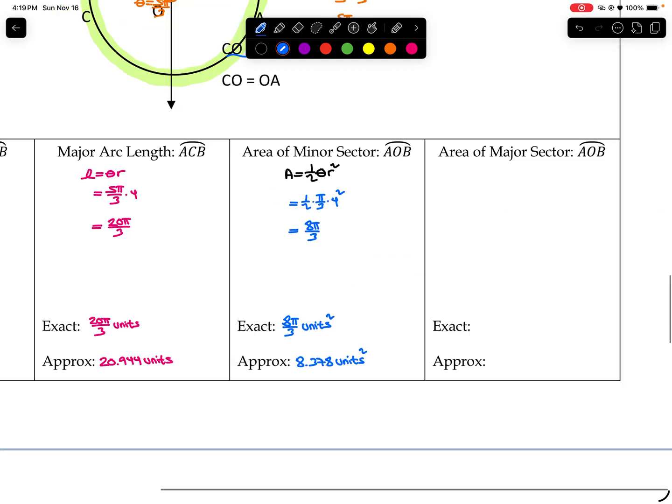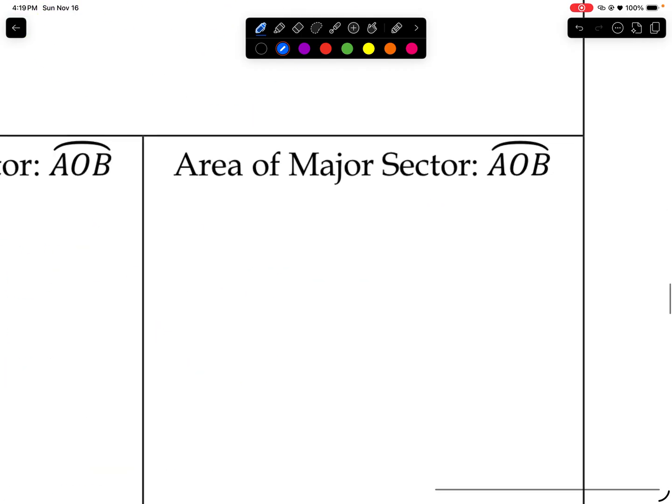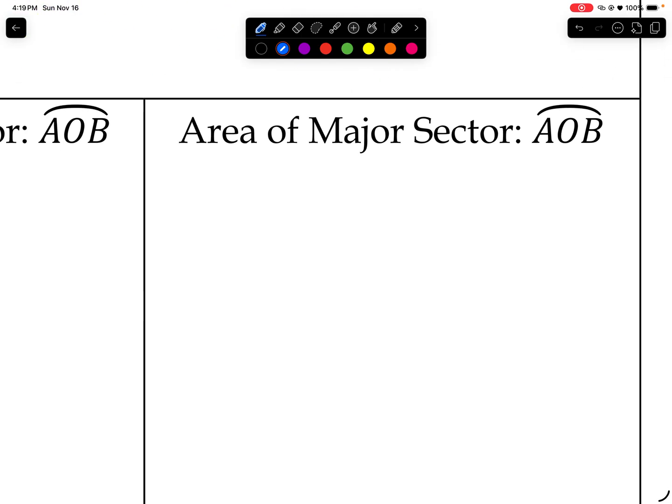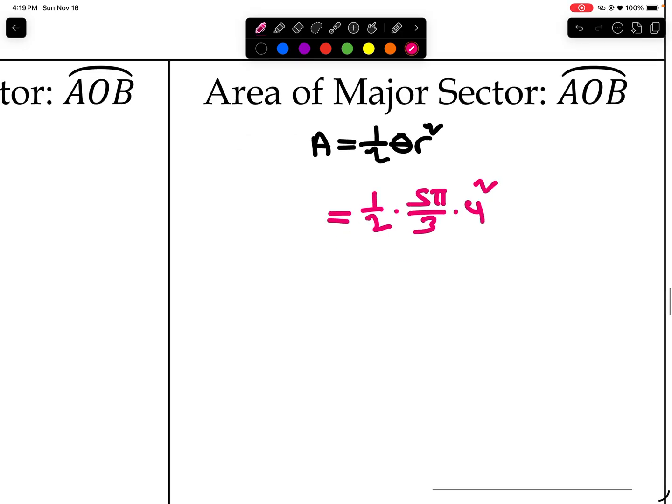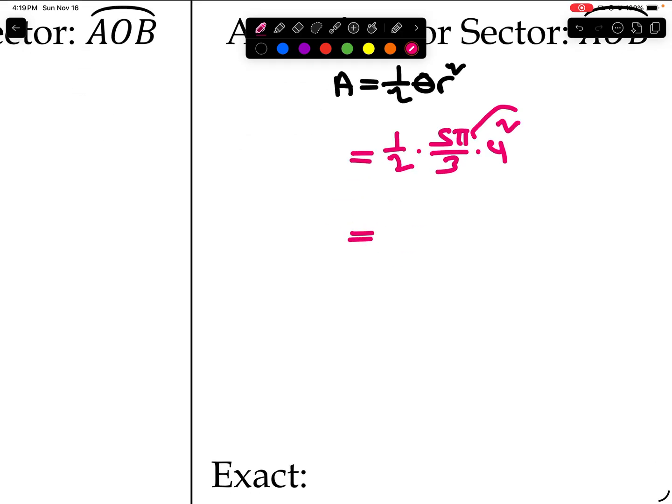There we go. All right, and then same idea, I'm going to do the major sector. So same formula set up here. So 1/2 theta r squared. So when I plug in, what's going to change here is the central angle. So instead of pi over 3, I'm going to use 5 pi over 3, and then multiply times my radius, which is 4 squared. So same idea, 4 squared, which is 16, half of 16, which is going to be 8. So 8 times 5 pi over 3, which is going to be 40 pi over 3.